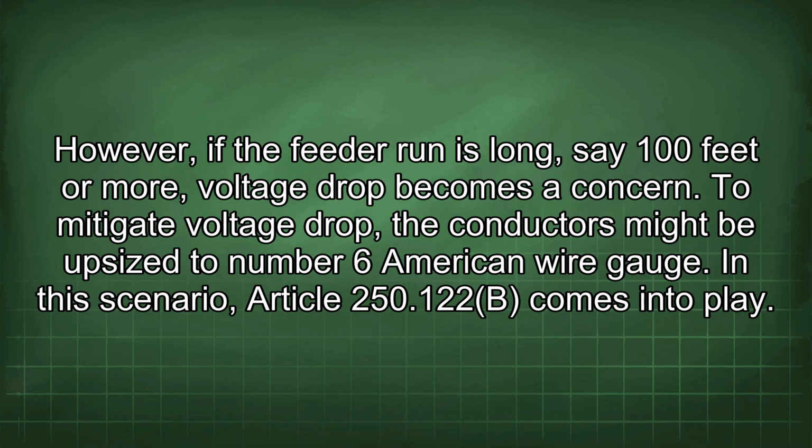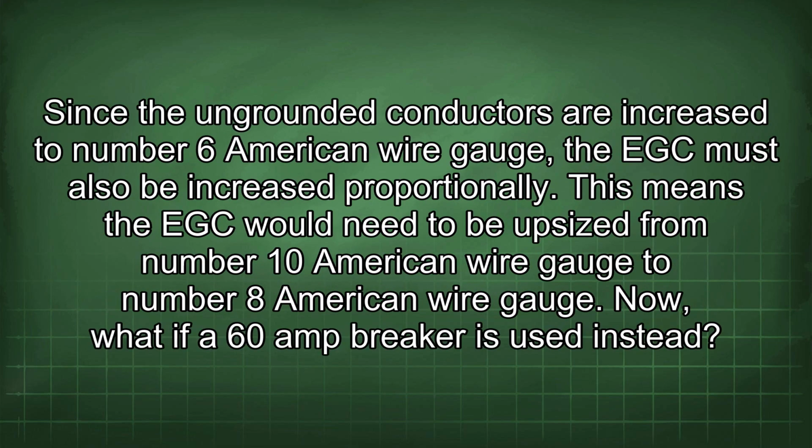However, if the feeder run is long, say 100 feet or more, voltage drop becomes a concern. To mitigate voltage drop, the conductors might be upsized to number 6 American wire gauge. In this scenario, Article 250.122(B) comes into play. Since the ungrounded conductors are increased to number 6 American wire gauge, the EGC must also be increased proportionally. This means the EGC would need to be upsized from number 10 American wire gauge to number 8 American wire gauge. Now, what if a 60-amp breaker is used instead?